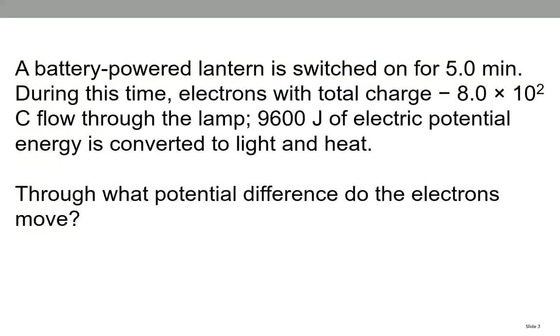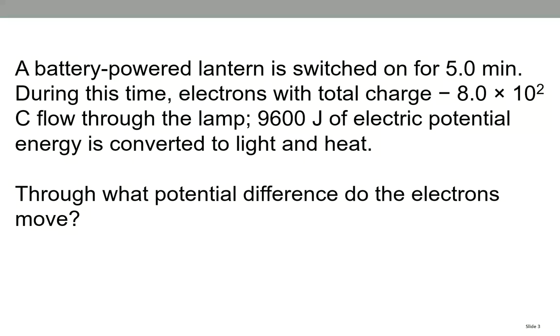Okay, now to the problem that I was going to have you do at the end of last class period. Instead, I will do at the beginning of this class period. A battery-powered lantern is switched on for 5 minutes. During this time, electrons with a total charge of -800 coulombs flow through the lamp. 9,600 joules of electric potential energy is converted to light and heat. Through what potential difference did electrons move?